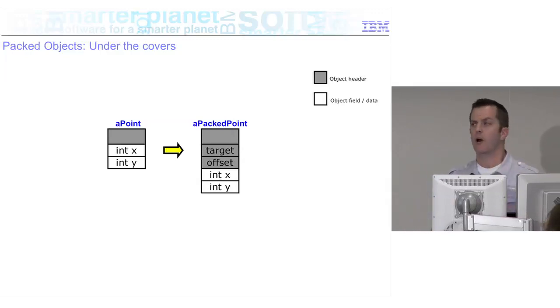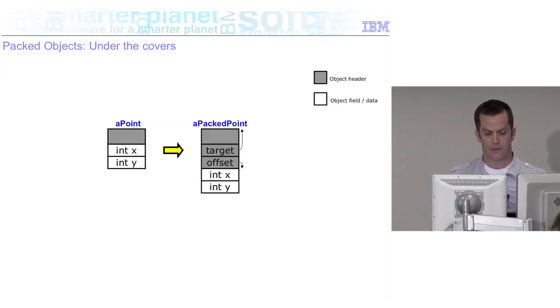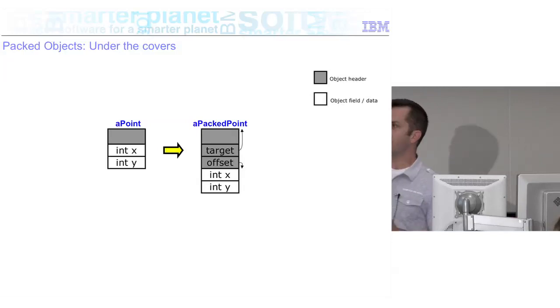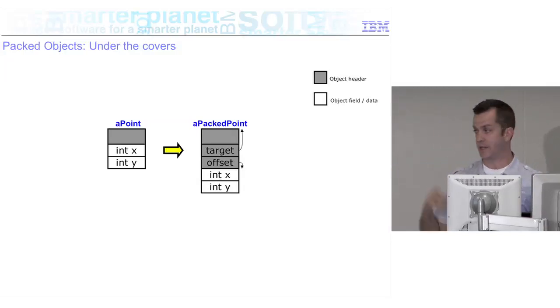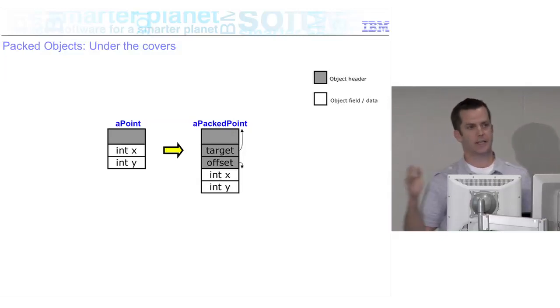So what is target and offset? Whenever I'm referring to the data for a packed point, whenever I'm looking for X and Y, I have to do 2 things immediately off the packed point. The data is actually going to be represented as the target will point to the actual object where X and Y are found. In this particular case, itself. Secondly, offset will point to the relative offset from the start of the object to where the data is found.